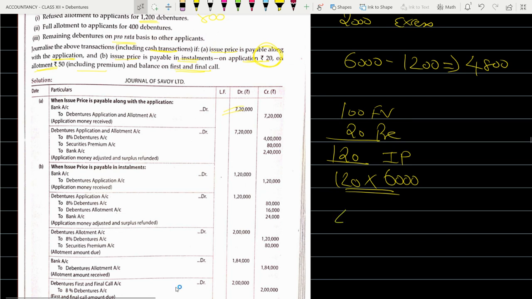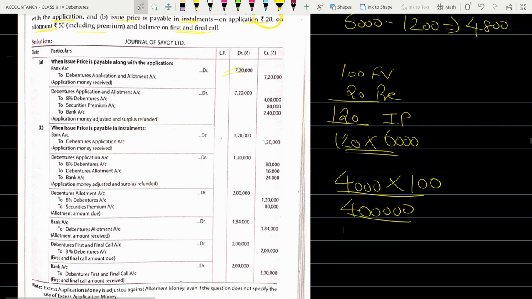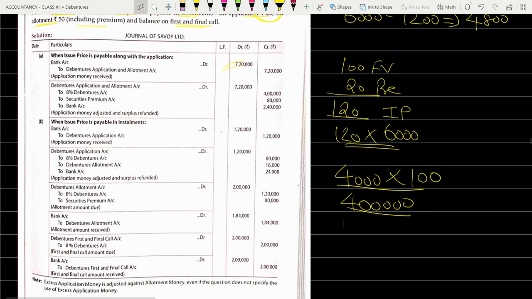Okay, 4000 debentures is the total number of debentures which the company is allocating. In this, the face value is 100. So when you multiply 4000 debentures with 100, what will be the value? 4 lakh rupees. So this will go towards your percentage debenture.